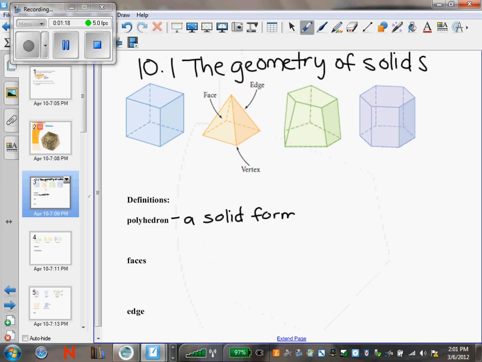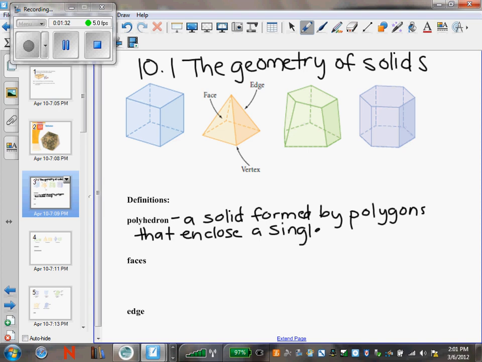formed by polygons that enclose a single region of space. So a polyhedron could be a prism or a pyramid. So both of those go under the big heading of polyhedron.